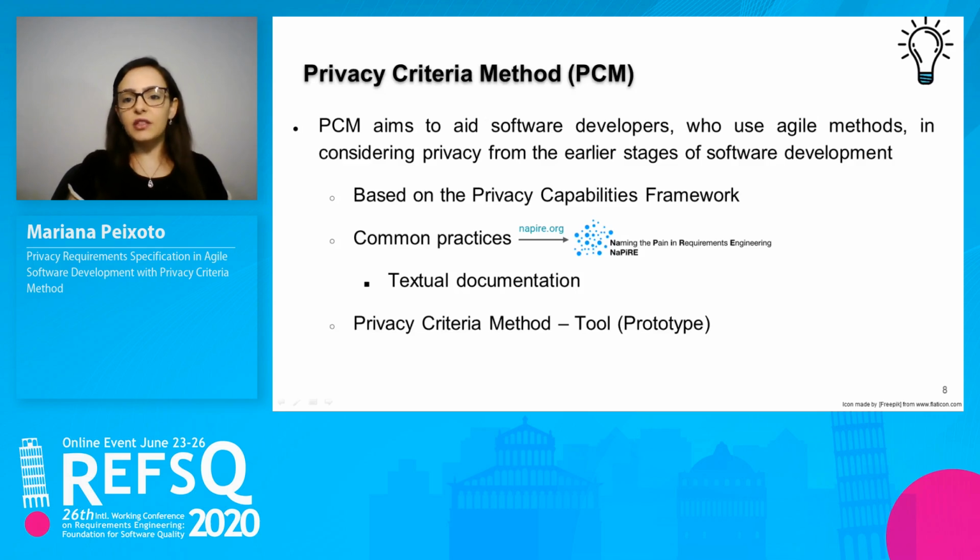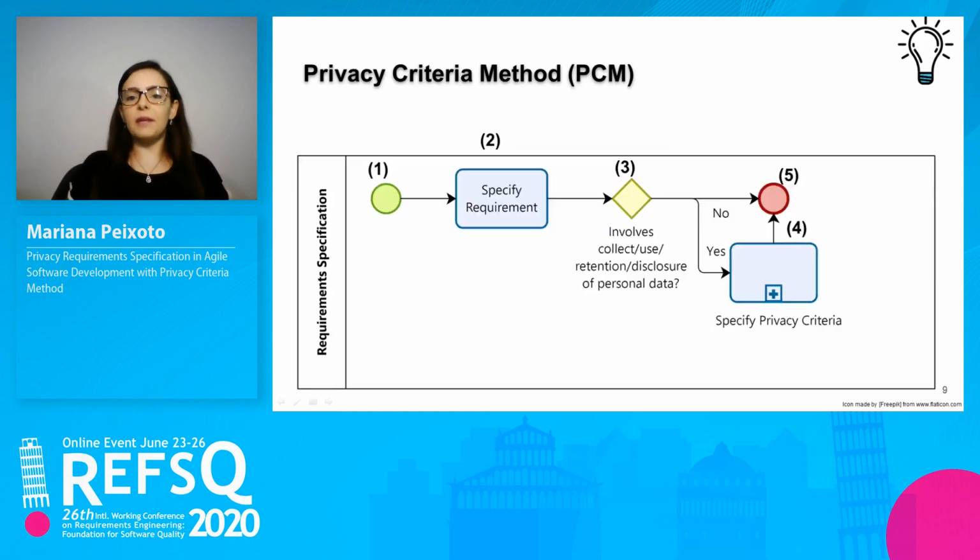Because of that, we created PCM to help software developers who use agile methods to consider privacy from the beginning of the software development. We created PCM based on a privacy capabilities framework, in light of the common practice of the industry, that is textual documentation. We also developed a tool to help PCM specification. We should keep in mind that PCM is a complementary method to the common ones used in the company, for example, user stories or BPMN.